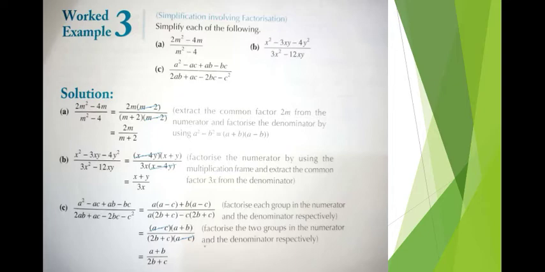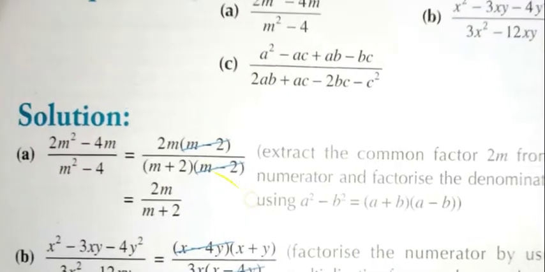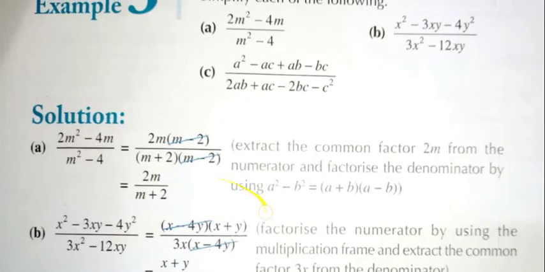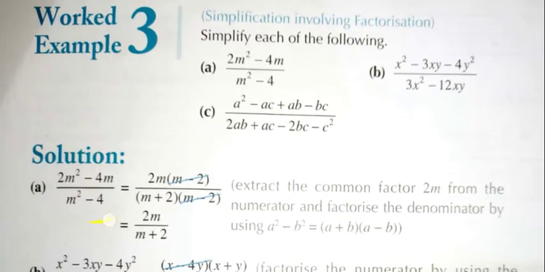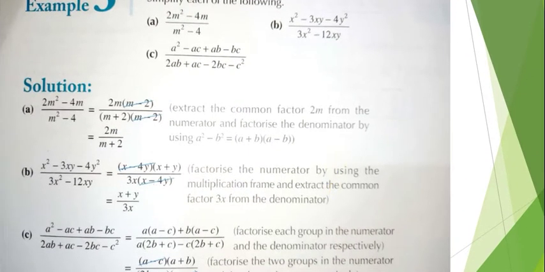Now worked example 3, simplify each of the following. For the numerator here, you need to also factorize. You pull out 2m, but for the denominator, you don't use the same method anymore. Instead, you use this formula. Remember in the previous chapter, a squared minus b squared equals a plus b times a minus b. So you can change this into this, and then you will have the same bracket, so you can cancel them out. So 2m over m plus 2 is what's left.